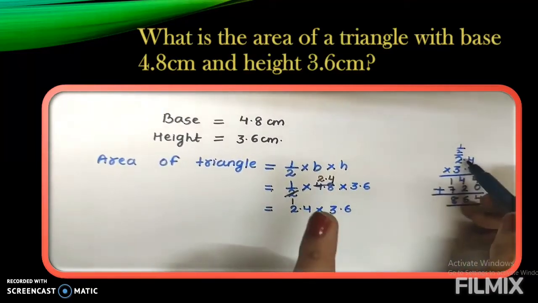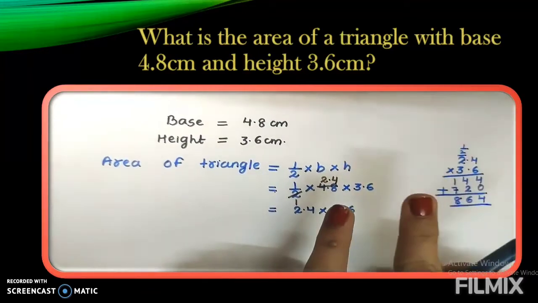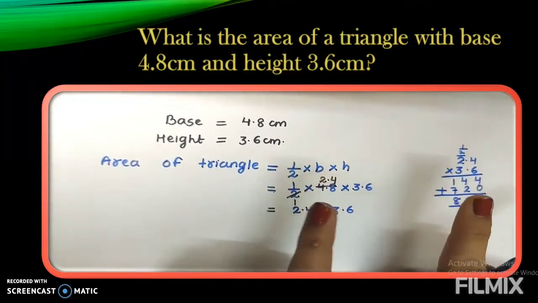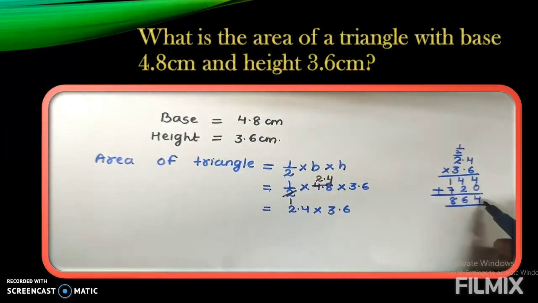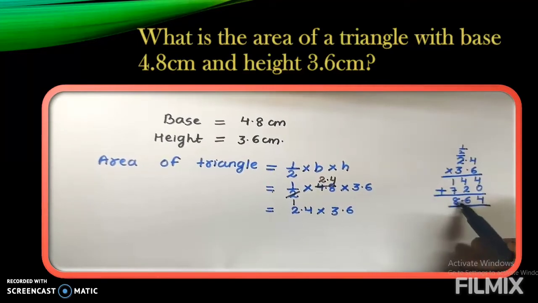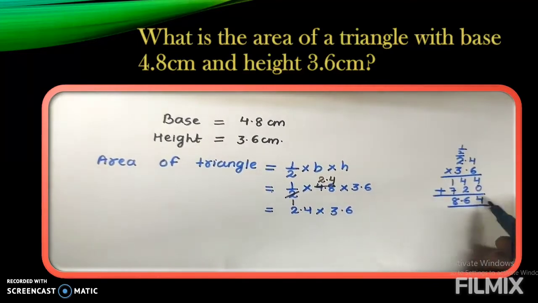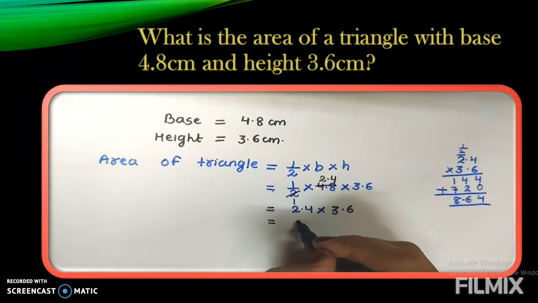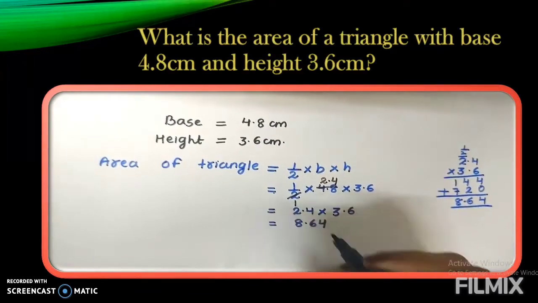But here in first number point is after 1 digit and in second number also point is after 1 digit. So 1 plus 1 2. So in final answer we will count the digits from right hand side 1 2 and we will give point. So our answer is 8.64. So we'll write is equals to 8.64.